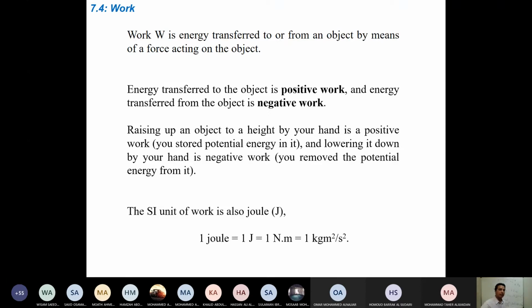Again, from this work-energy principle, the newton meter we already introduced in the previous slide. So joule, or kilogram meter square per second square, or newton meter, all these are different alternative units for the energy or the work.